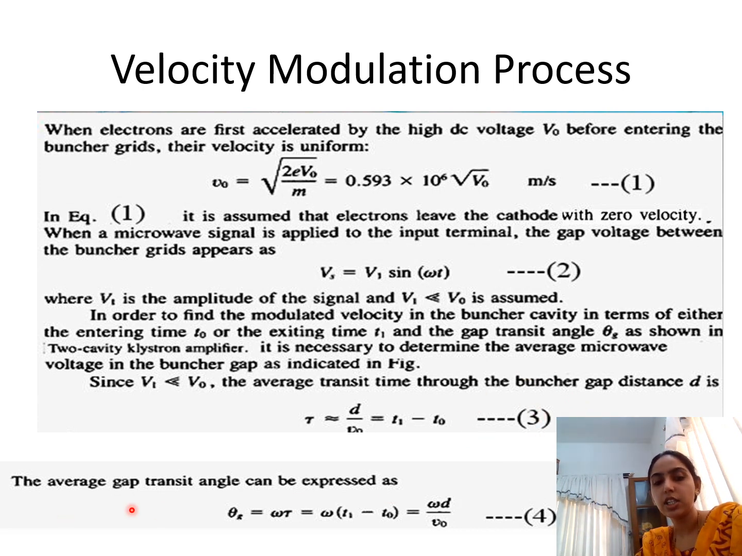Now the average gap transit angle: this is a standard expression for the relationship between the angle theta g, the angular frequency omega and the time. Theta g is equal to omega into tau. Substituting for tau from the third equation, we get theta g equal to omega into (t1 minus t0), which is omega d by v0, our fourth equation.